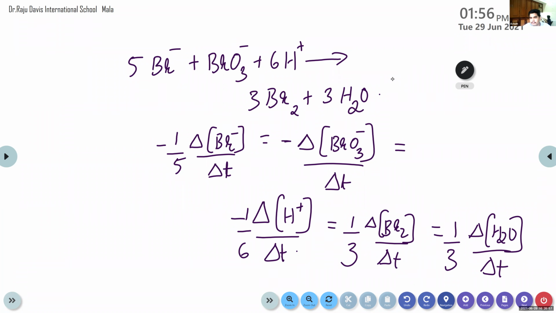Ma'am, what about instantaneous rate? It's already obtained from the graph only for a particular time. Same, instead of delta you can write d. You only need to write the average rate for normal reactions. The instantaneous rate is mainly obtained from the graph itself using the slope method. Clear?